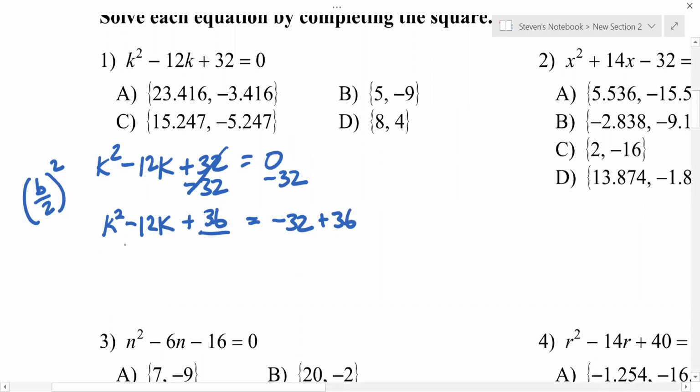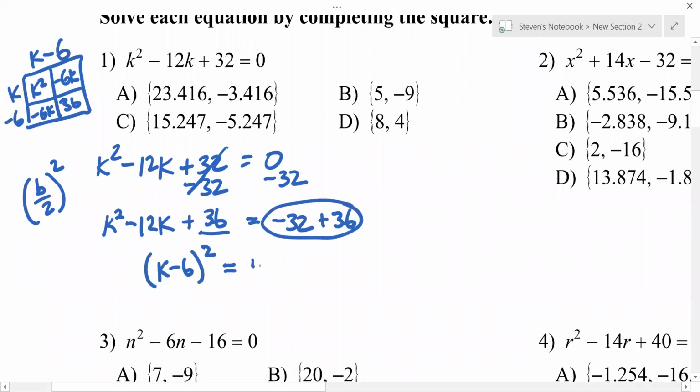Now what I've created here is a perfect square trinomial. So if I were to draw my perfect square, I would have k squared, negative 6k, and 36. So you can see this factors out to k minus 6, k minus 6. So I'm going to say k minus 6 squared instead. So k minus 6 squared, same thing as k minus 6 times k minus 6, equals negative 32 plus 36, which is positive 4.